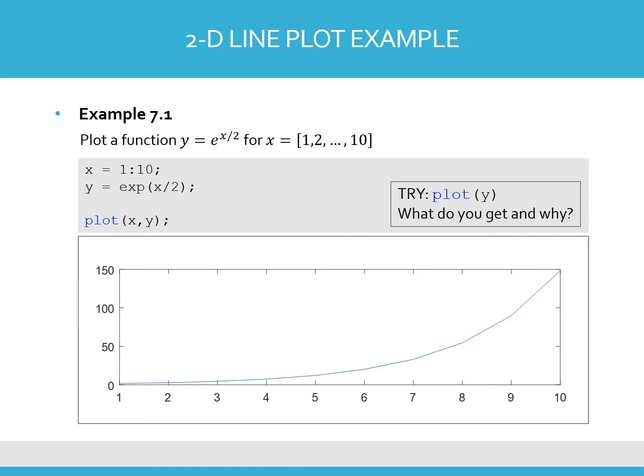Okay, make sure you try this. Example 7.1: you have y equals exponential x divided by 2, and x is 1, 2 until 10. How to do this? First, because this is only one step, x is 1 until 10. That's it for x, the input. Then for output, you just use this: exponential x divided by 2. Try it, and you have x data, you have y data, then you plot it.